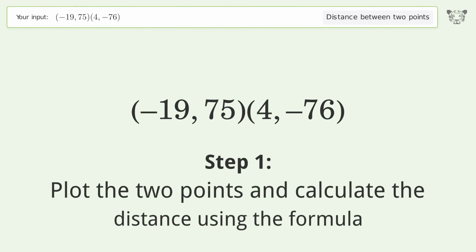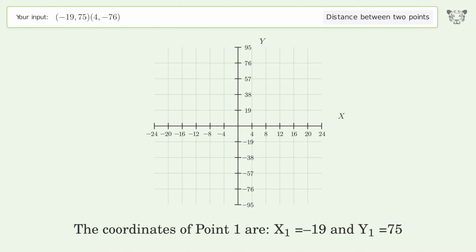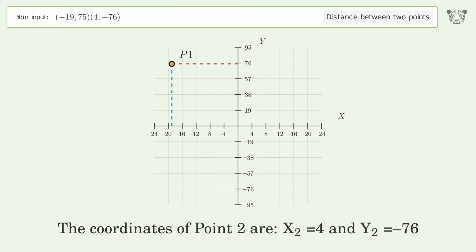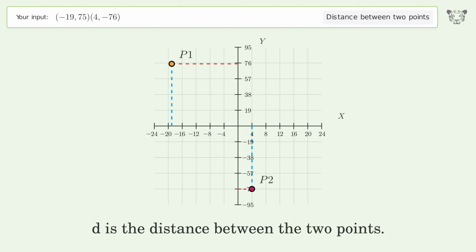Plot the 2 points and calculate the distance using the formula. The coordinates of point 1 are, x1 equals -19 and y1 equals 75. The coordinates of point 2 are, x2 equals 4 and y2 equals -76. D is the distance between the 2 points.